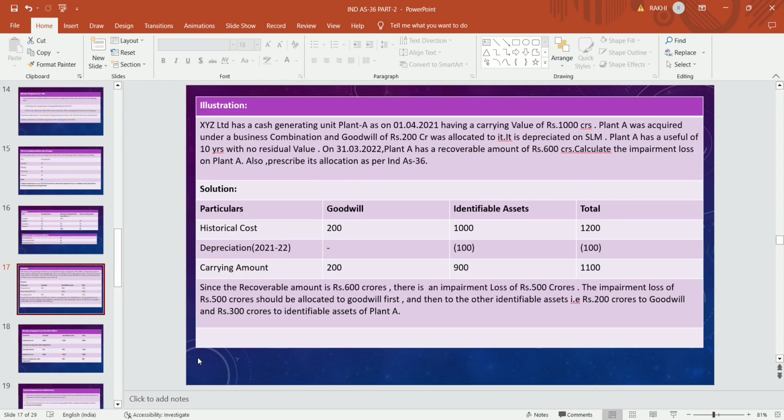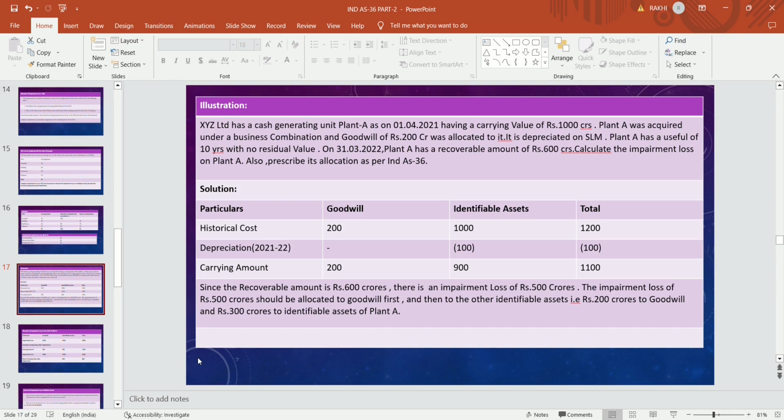Now we will explain another example. XYZ Limited has a cash generating unit, plant A, on 1st April 2021 having a carrying value of 1000 crores. XYZ Limited has a cash generating unit. The name of the cash generating unit is plant A.